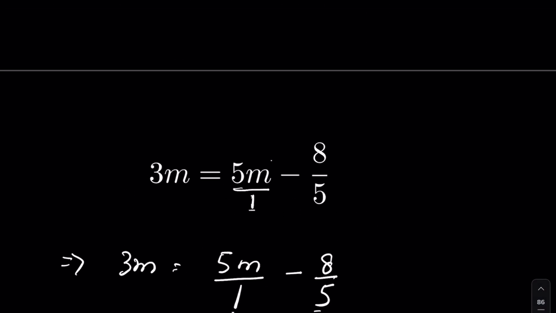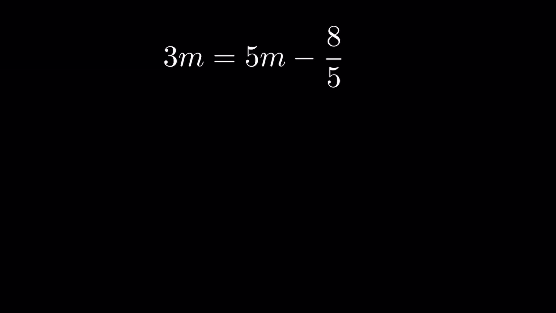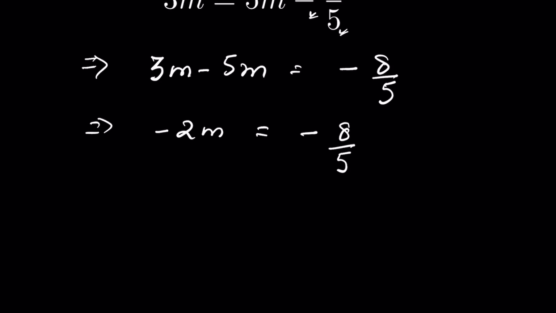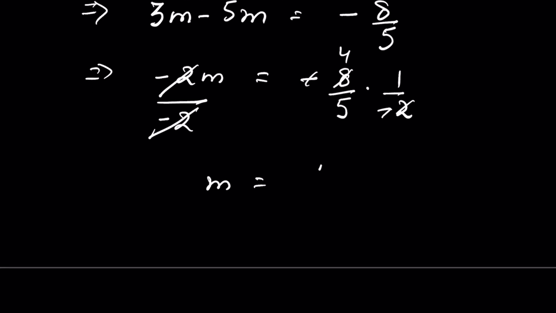Another method is you get the variables to one side and then solve it. Let's see that method. So if we write 3m minus 5m is equal to minus 8 upon 5, because this minus is with this 8 upon 5. 3m minus 5m will be minus 2m is equal to minus 8 upon 5. Divide both the side by minus 2. So minus 2 and minus 2 gets cancelled. This minus and minus gets cancelled. 2 times 4 is 8. So m is equal to 4 upon 5.